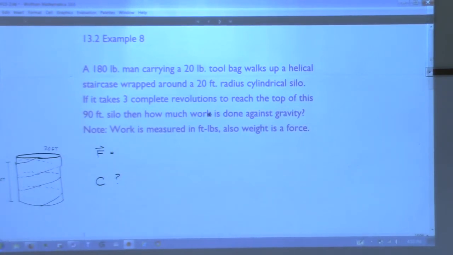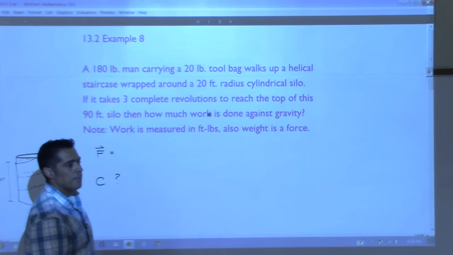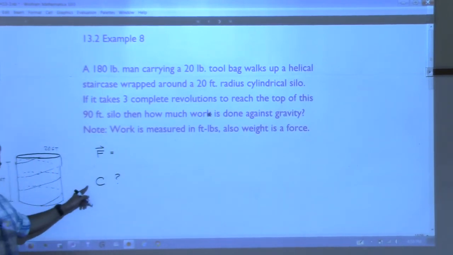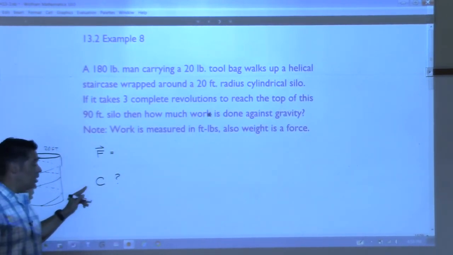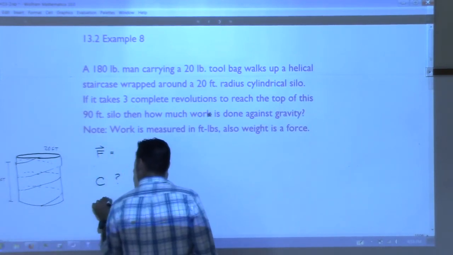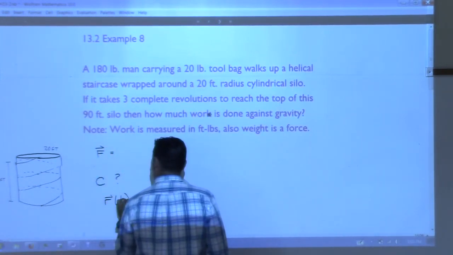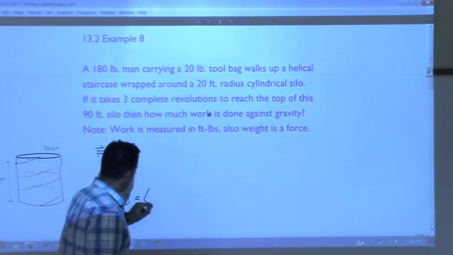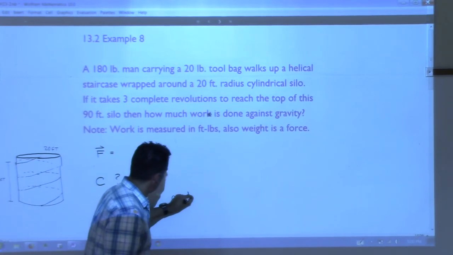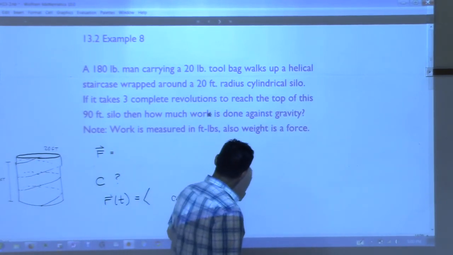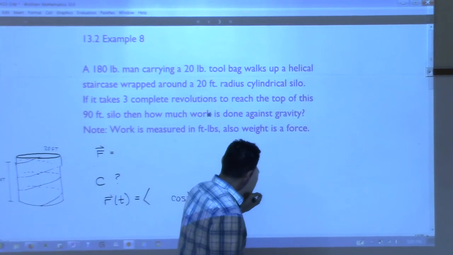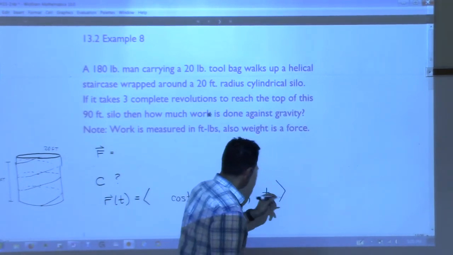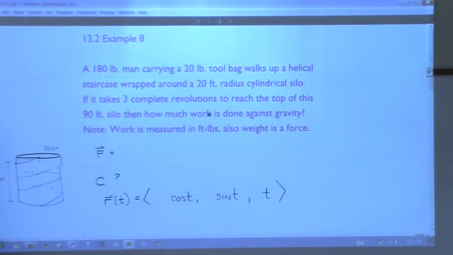Are you going to, yes? So, you have to find r(t), right? Yeah, that would be our C. So then would it be cosine? Oh, you're going to go for it, okay? All right. r of t. She's going for the path of our man up the silo. Here we go. Cosine t, sine t, and then t. Maybe. I'll say maybe right now. Do you have any restrictions on t?